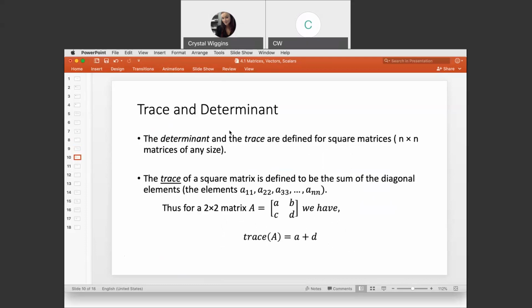Now, trace and determinant. A determinant and the trace are defined for square matrices. So we're talking about n by n, meaning 2 by 2, 3 by 3, 4 by 4. The trace of a square matrix is defined to be the sum of the diagonal elements. Again, we were talking about that identity. That left diagonal is a very important diagonal. And if we add the elements on it in any given square matrix, we call that the trace. So, for example, for this generic 2 by 2 matrix, the trace would be A plus D.